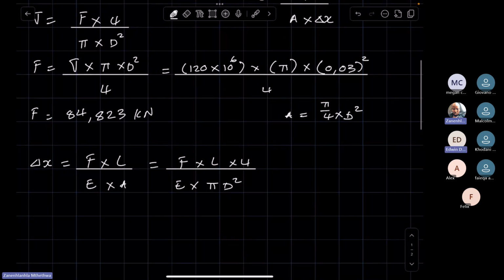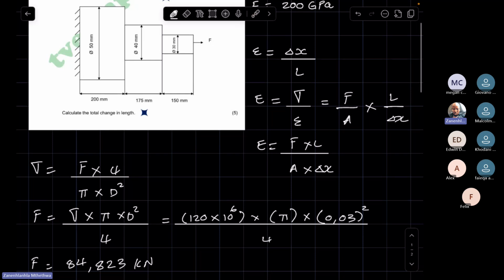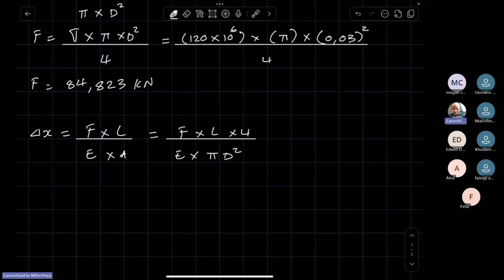Yes, that is how you would manipulate the formula. All right, so now you calculate the changes in length for each section using this formula. The first section is the 30 millimeter diameter section, the second one is 40, and the third one is 50. So we now calculate the changes in length for each of the sections using this formula.